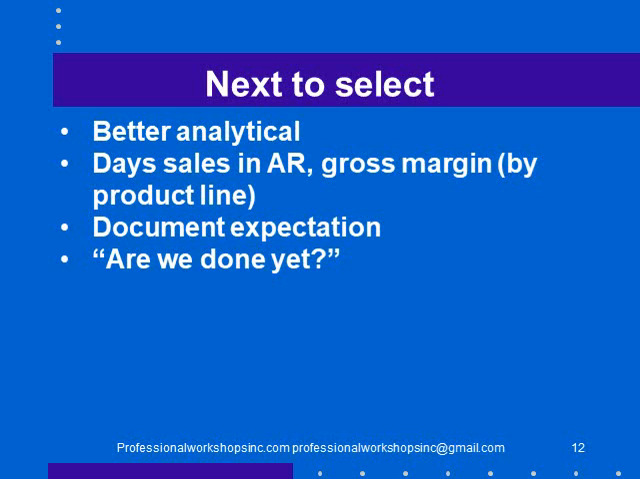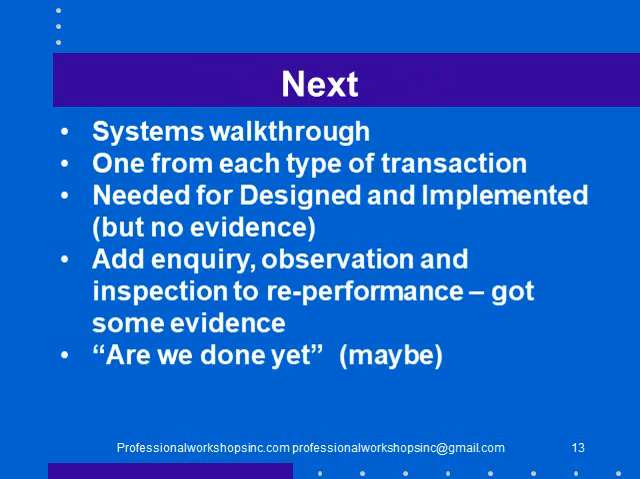Risk of material misstatement is low. Maybe we're almost done. What little bit of additional evidence can we get, either substantively or by testing control, to get us up to enough for low risk of material misstatement? So a systems walkthrough. One transaction from each type of transaction. Have to do it for designed and implemented and don't get any evidence. Add inquiry, observation, and reperformance. We've got some, as we talked about before.